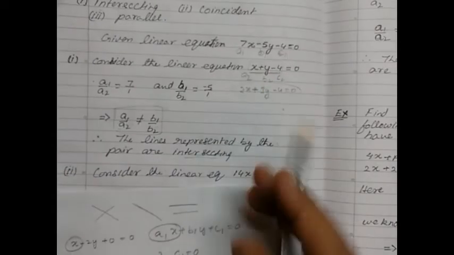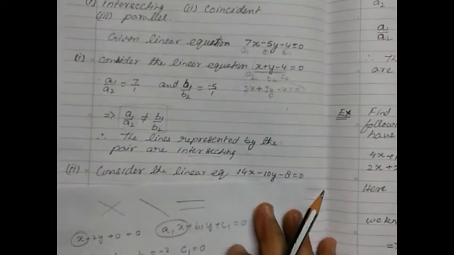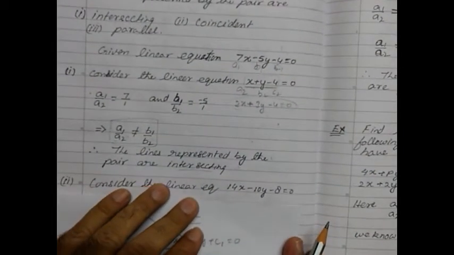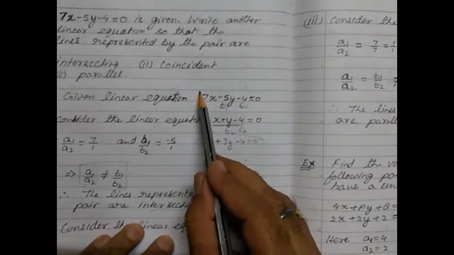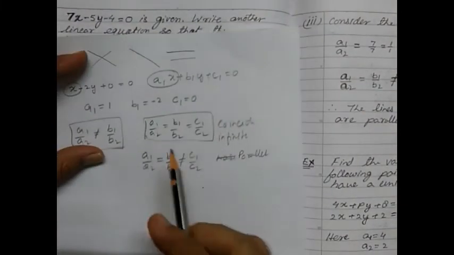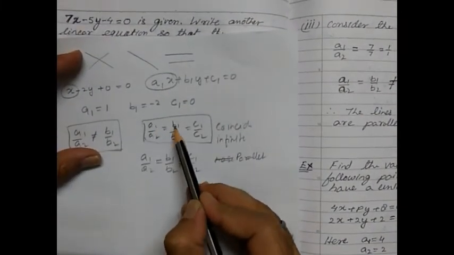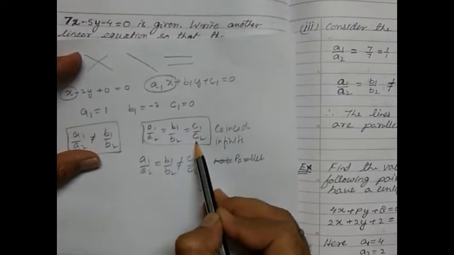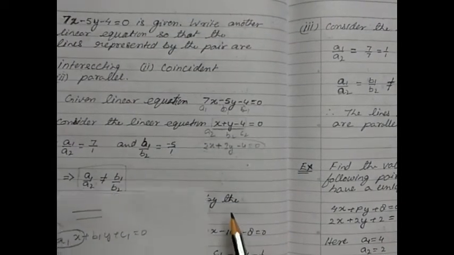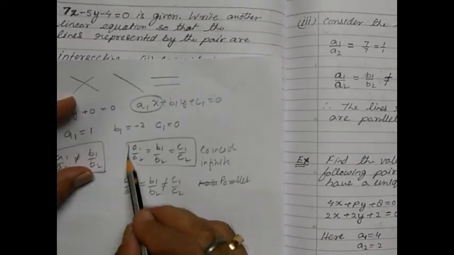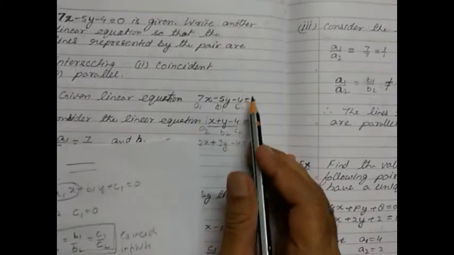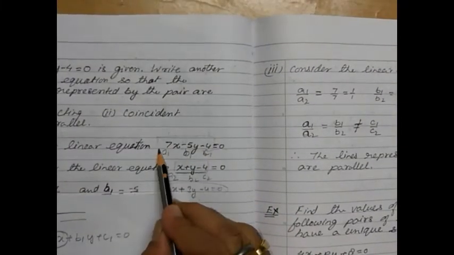Okay. Now what kind of equations should we have so that the lines will be coincident? You need to have some common sense here. Here it is given 7x minus 5y minus 4 is equal to 0. For coincident lines, we should have a1 upon a2 is equal to b1 upon b2 is equal to c1 upon c2. This condition it should satisfy. So to find the equation which satisfies this, what should we do?